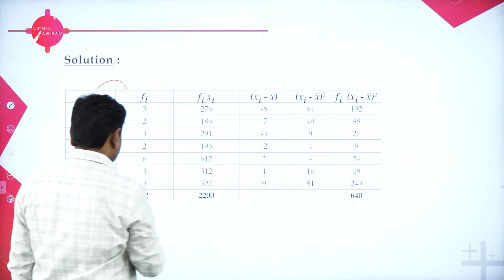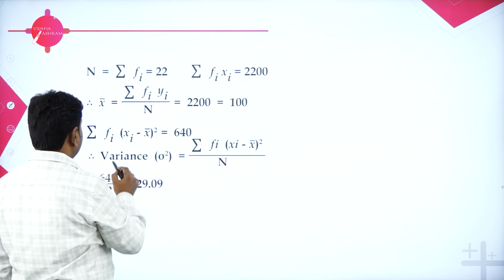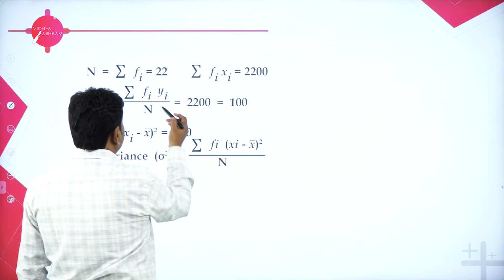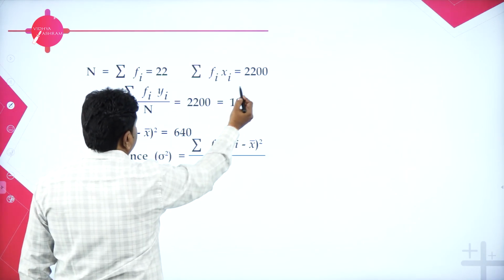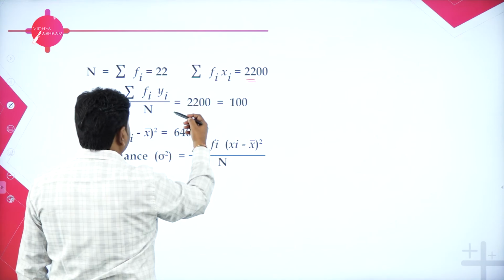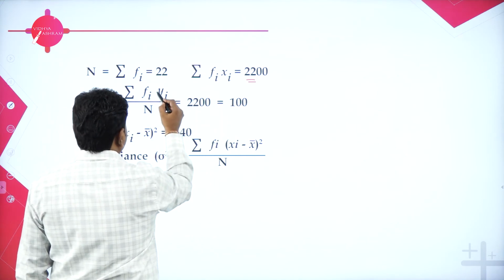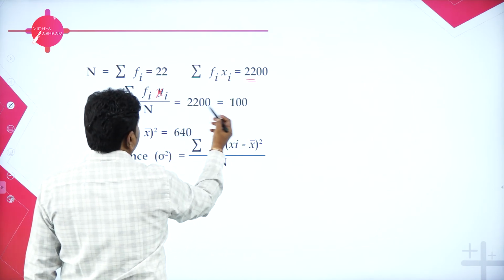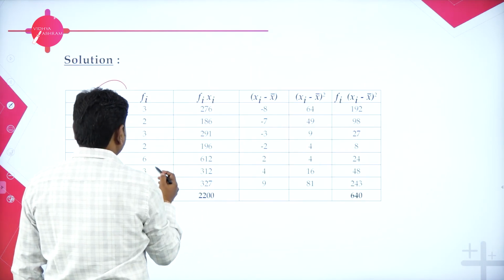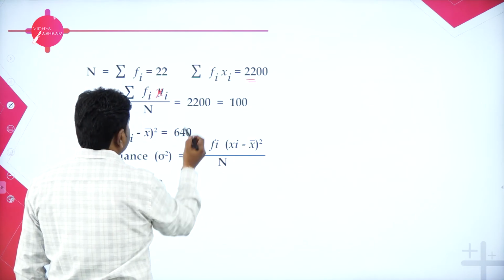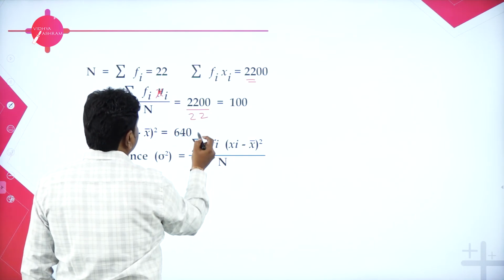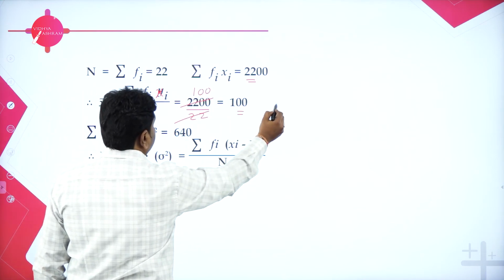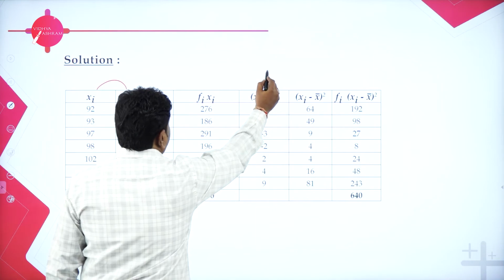So how to calculate x bar? To calculate x bar, we'll use the formula. x bar is sigma fi xi, that is 2200, divided by n. N is 22. So if you simplify, 22 ones are 22 and 100. So you'll get 100 as x bar.